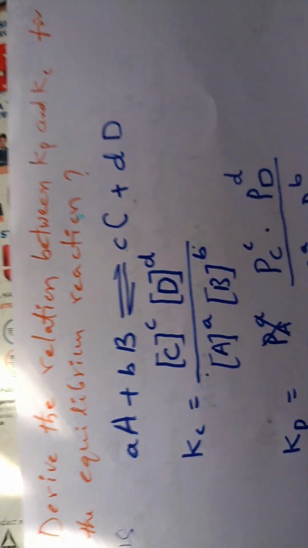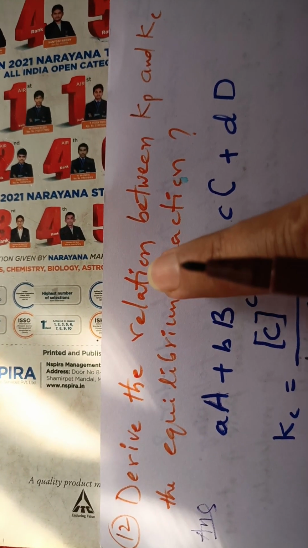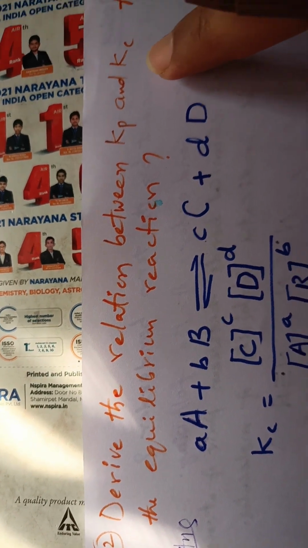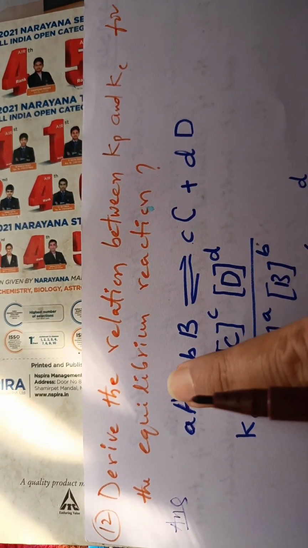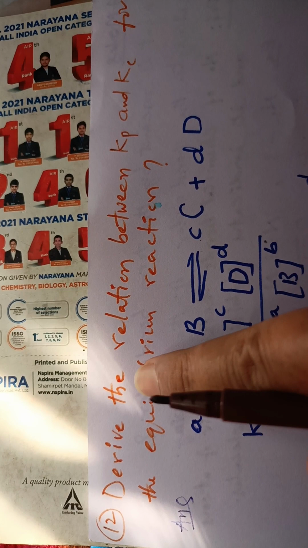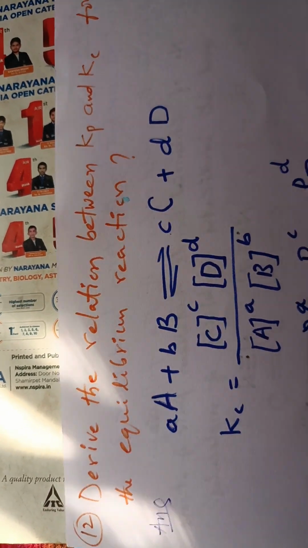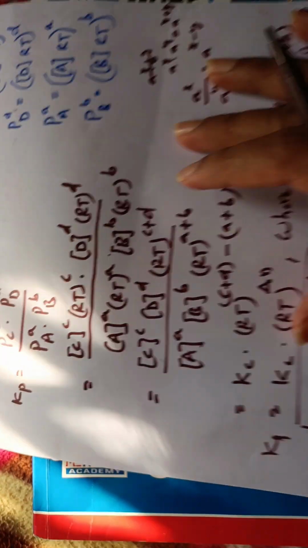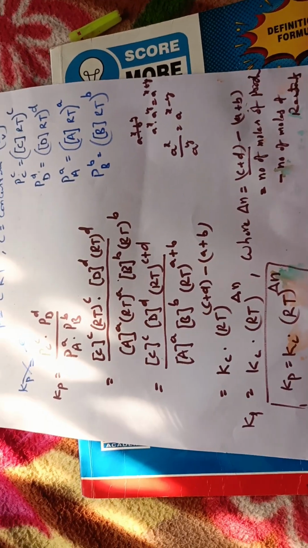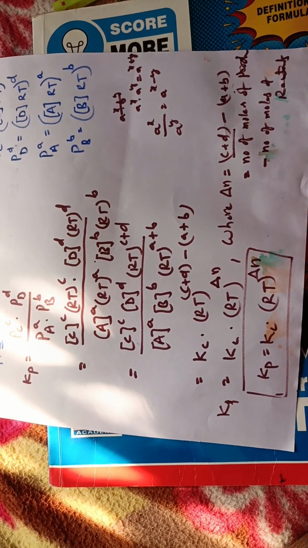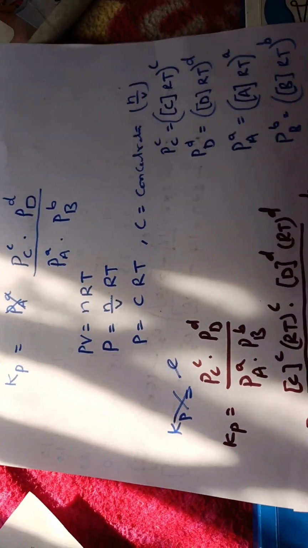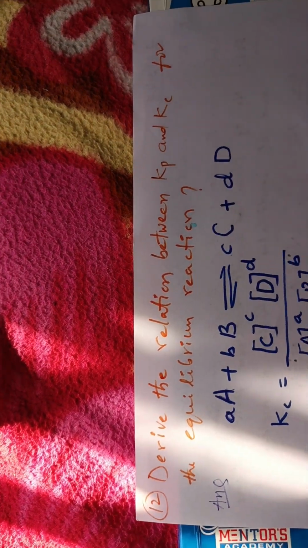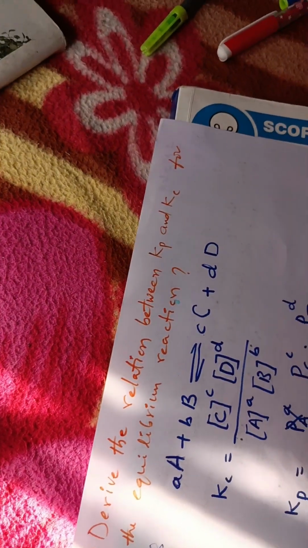You see the question: derive the relation between Kp and Kc for the equilibrium reaction. We have to derive the relation here. So this is the derivation part of that question. So we have to write like this finally. Once again I will explain simply what we did here.